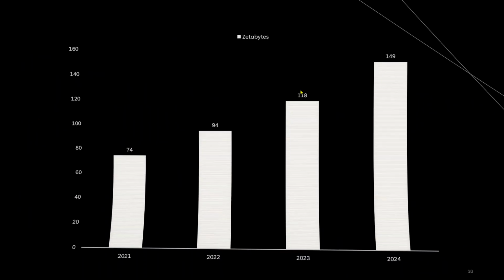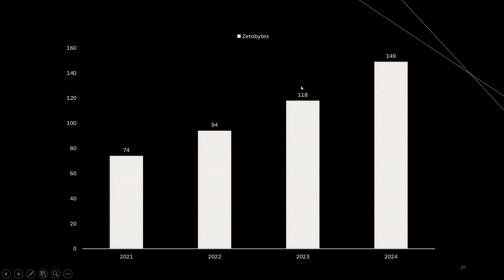Now, coming to the facts: in 2024, it is expected that around the world, the data generated would be around 149 zettabytes. This is an approximate number, but still it is a prediction that data engineers from top companies have been making, that in 2024 there will be around 149 zettabytes. It could be more, but yeah, this is what it is.